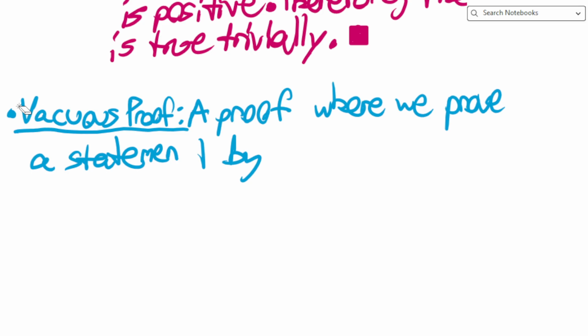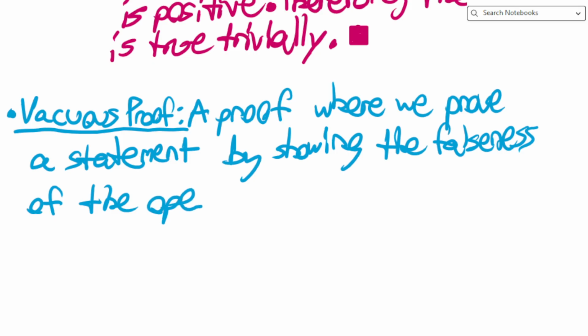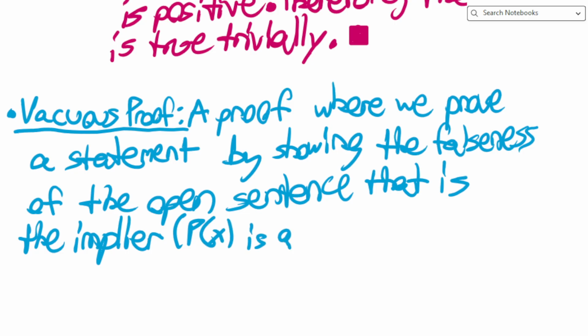By showing the falseness of the open sentence that is the implier, which if we were looking at the example above, we would say that px is always false. Because going back to the truth table, that implies that the implication is true.